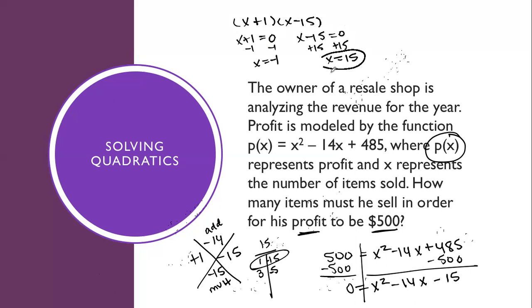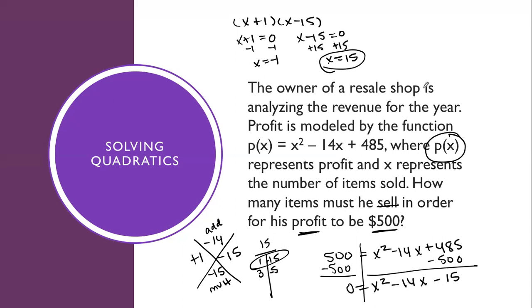15, the positive answer, because I can't sell negative items. So I can only sell a positive amount of items. How do we feel about that, Micah? Yes, you can. Yes, you can. I have a question. Yes.